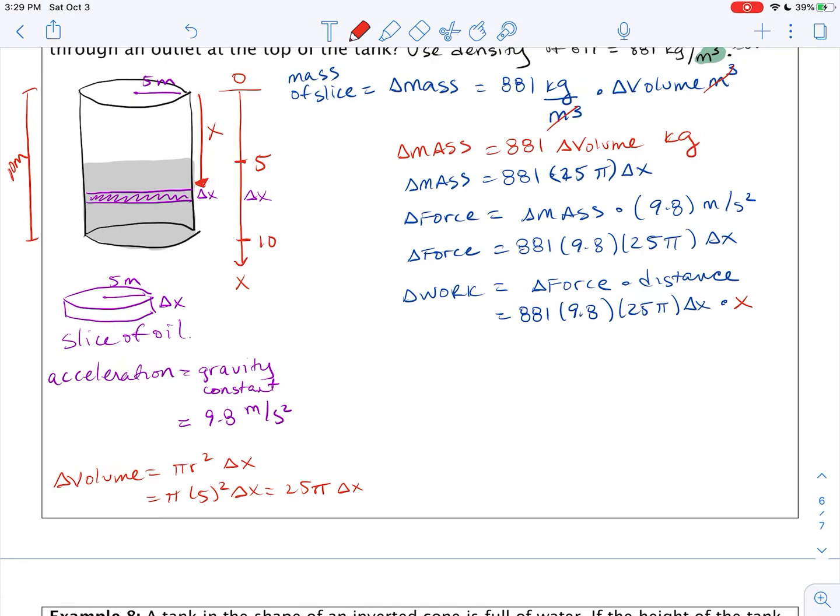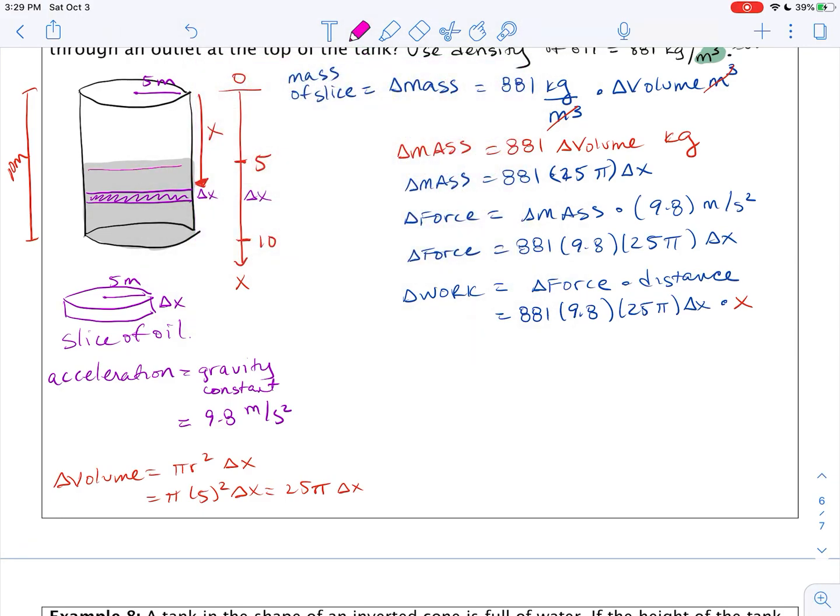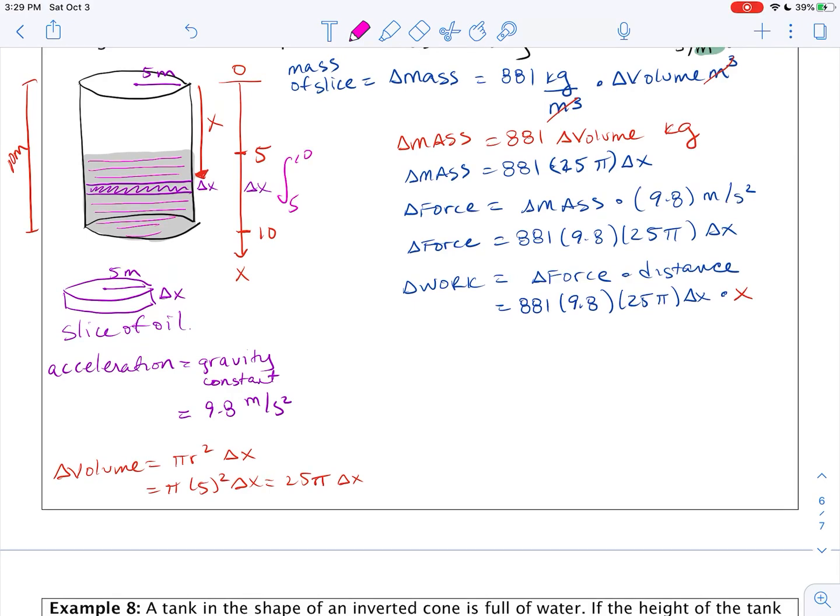Good. Now, what are the range of my slices? The range of my slices start at 5 and they go to 10, right? So this is going to be an integral from 5 to 10. So my total work is going to be the integral of my delta work. The range of my slices is 5 to 10.